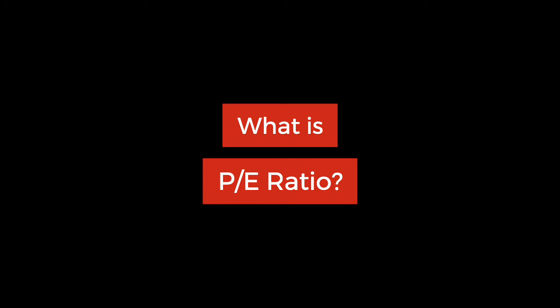P/E ratio. It sounds complicated, but it's really simple. The P stands for price, meaning the price of the stock, and the E represents earnings, which is the amount of profit per share of stock.